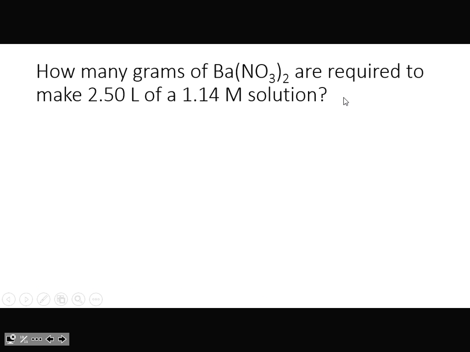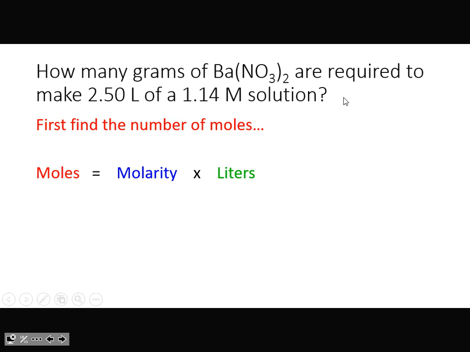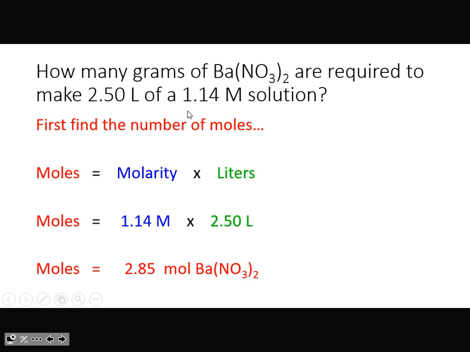Welcome back. Here we go. First thing we need to do is find the number of moles. In order to do so, I know that moles are equal to molarity times liter. My molarity is 1.14 molar. My liters are 2.50. So when I do my math, I come up with a value of 2.85 moles of barium nitrate.